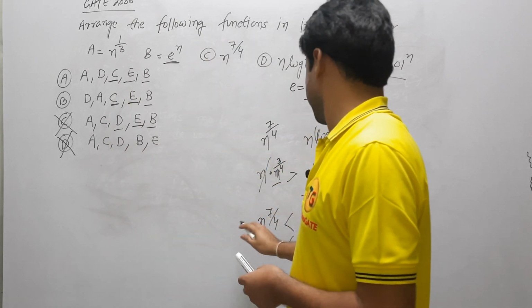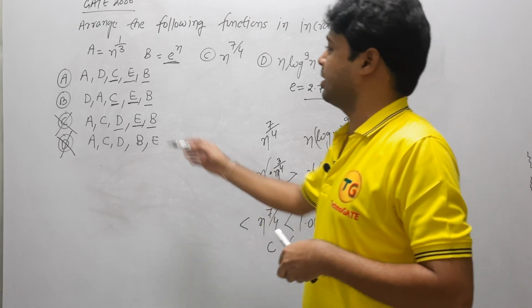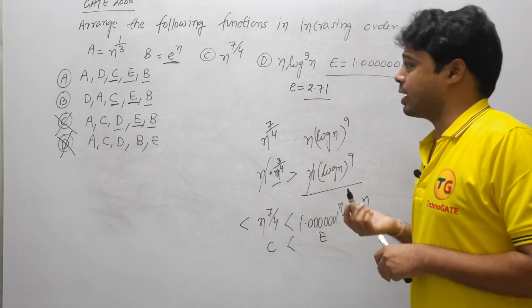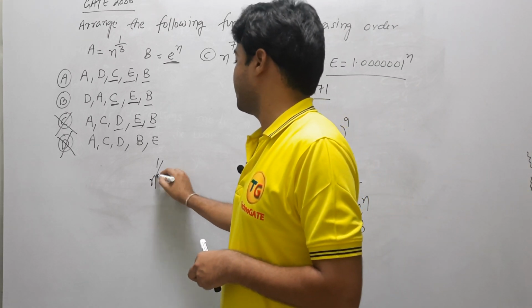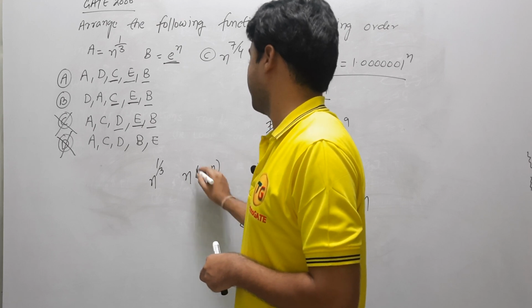Okay, now next one. Now A and D will be compared here. A is here and D is here. Let's check which one is larger. Here n raised to power 1 by 3, and here n log n raised to power 9.